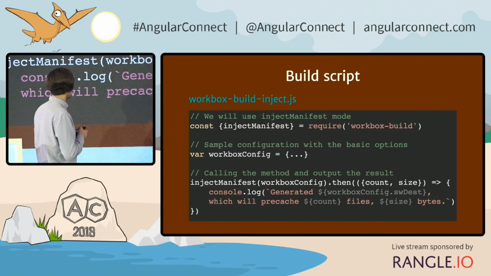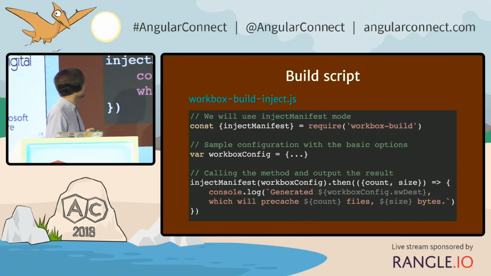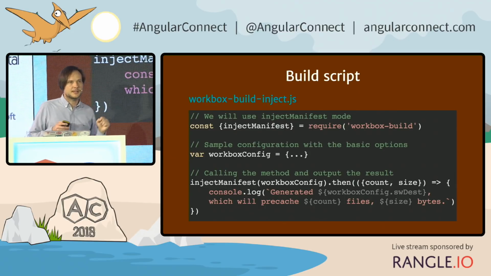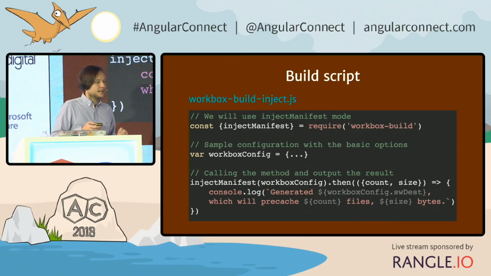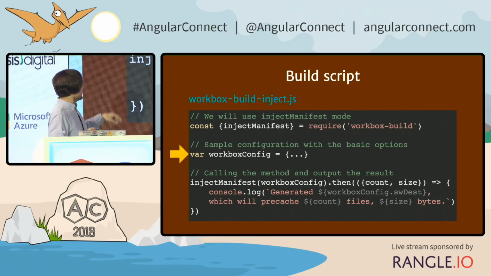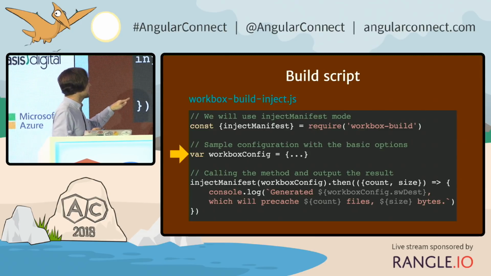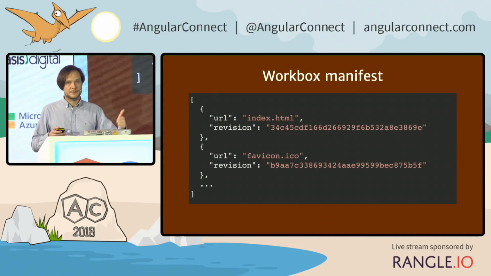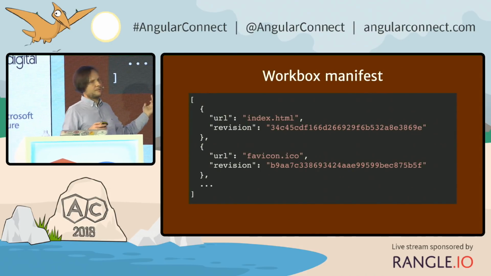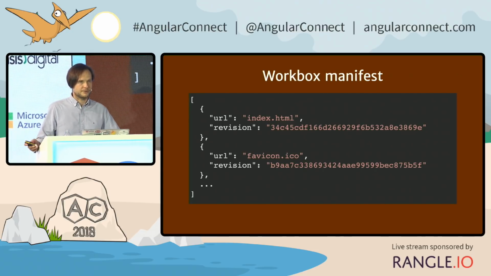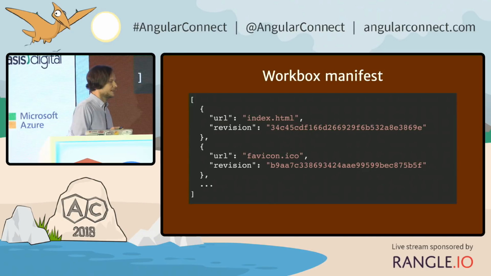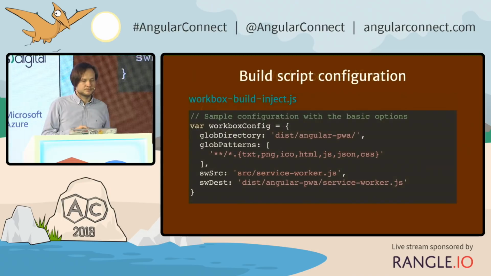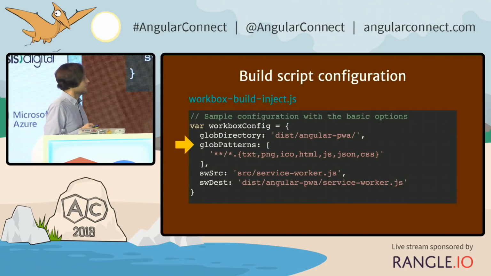This is the script itself. Let's briefly go through this. First, we get some method from the Workbox build library, right? Then, based on some configuration, we inject a manifest into something. By manifest, we mean something like this. It's very, very similar to what we have in Angular Service Worker, right? It's just a differently formatted list of resources and their hash sums. But where do we inject this? Into our own service worker.